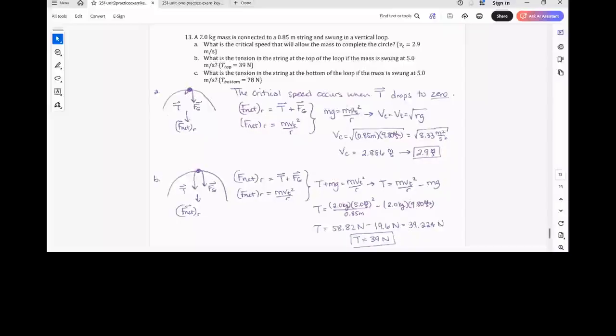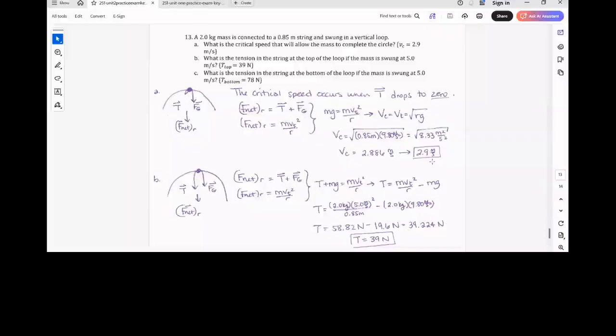I can solve this for v tangential, specifically for the condition where tension goes to 0. And what I find is that this critical speed is mass independent. It depends on the place where this is happening, so free fall acceleration, and the length of the string, not the mass of the object. So I solve for v critical. I'm going to end up with 2.886 meters per second, so that's 2.9 meters per second to 2 sig figs.